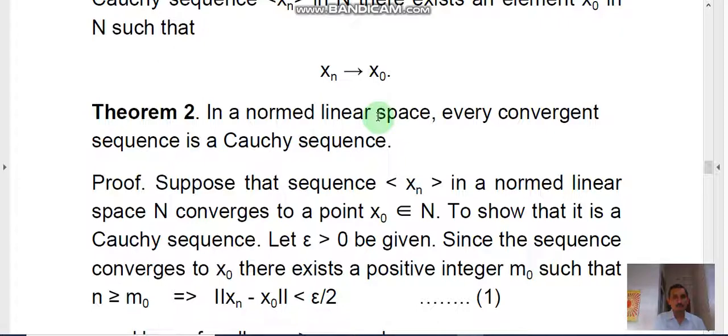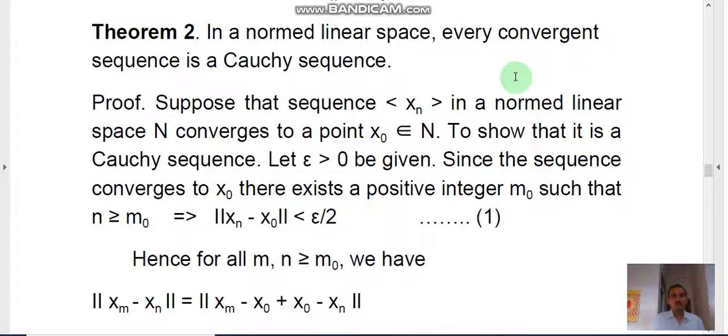In metric spaces we have proved that every convergent sequence is a Cauchy sequence, and in a similar way, in the normed linear space, every convergent sequence is a Cauchy sequence. So we prove this in a simple way, similar to before.